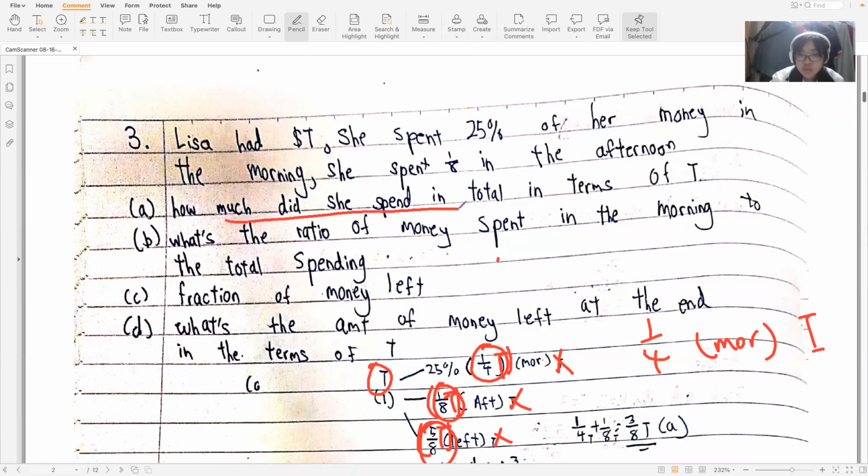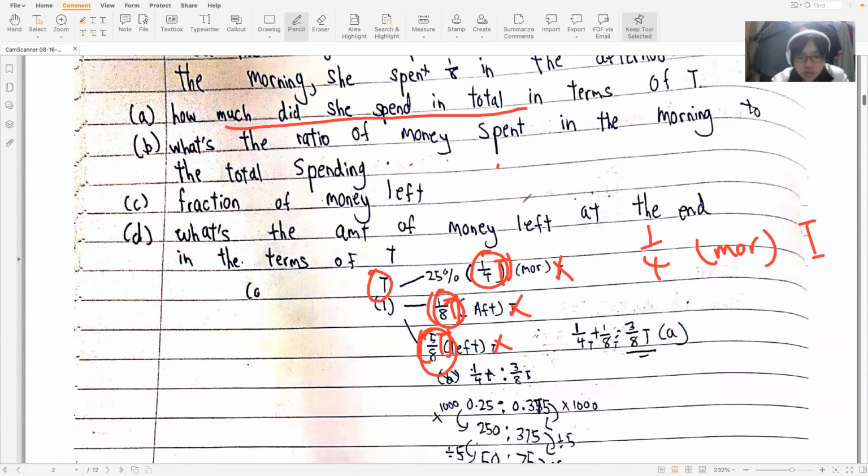Next. How much did she spend in total? In total, so the total is which one and which one? The total is morning and afternoon, right? Yeah. So that's the answer for A.